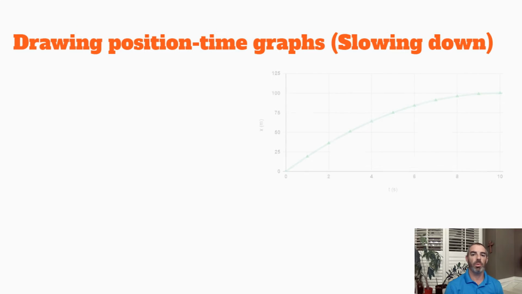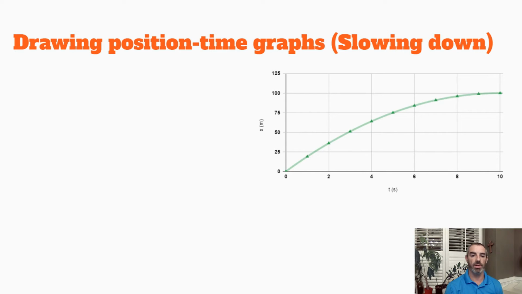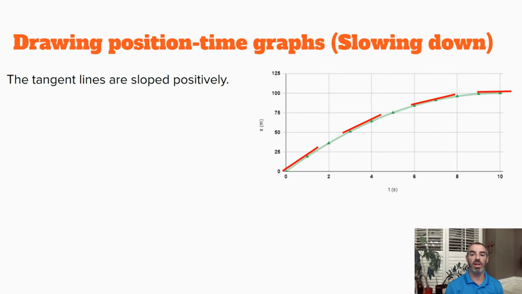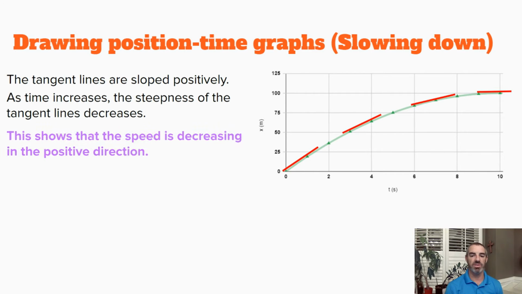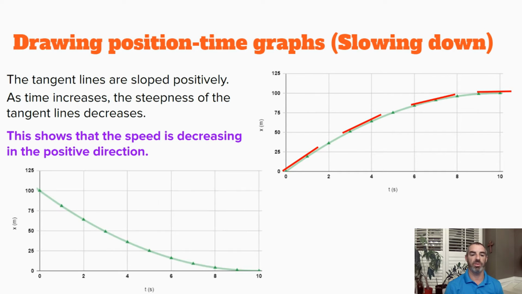So what type of graph means slowing down? If we look at this curve, we can draw a tangent line, and this tangent line is sloped positively, which means that it's traveling in the positive direction. Then as time goes on, that slope flattens out, the steepness decreases. So this graph is showing that the speed is decreasing in the positive direction, because the tangent lines are sloped positively, and the slope is getting less and less steep as time progresses.